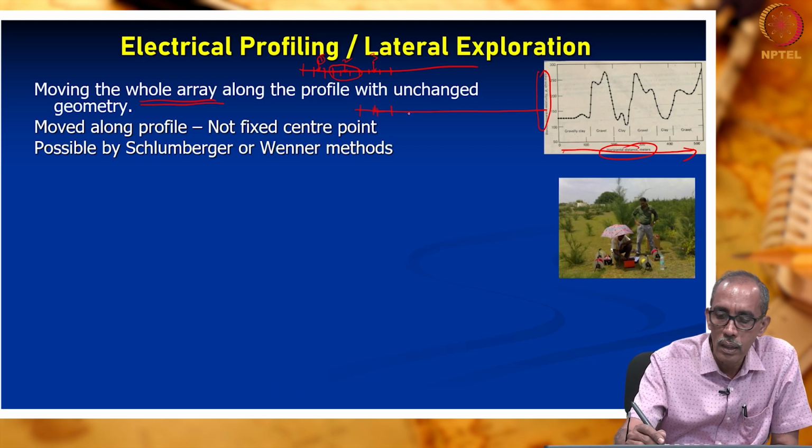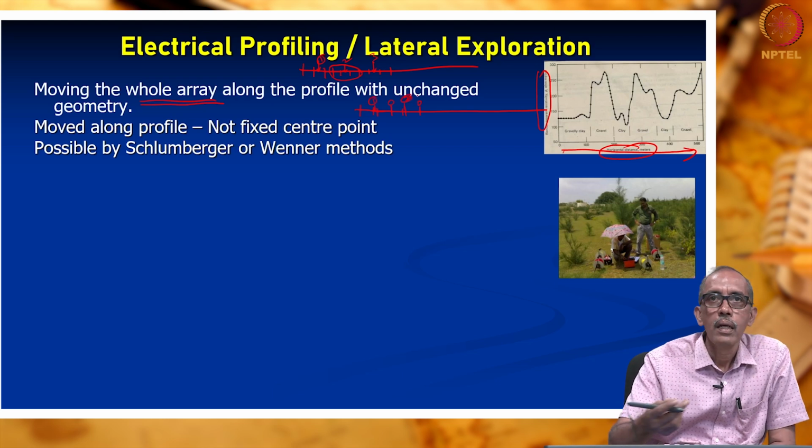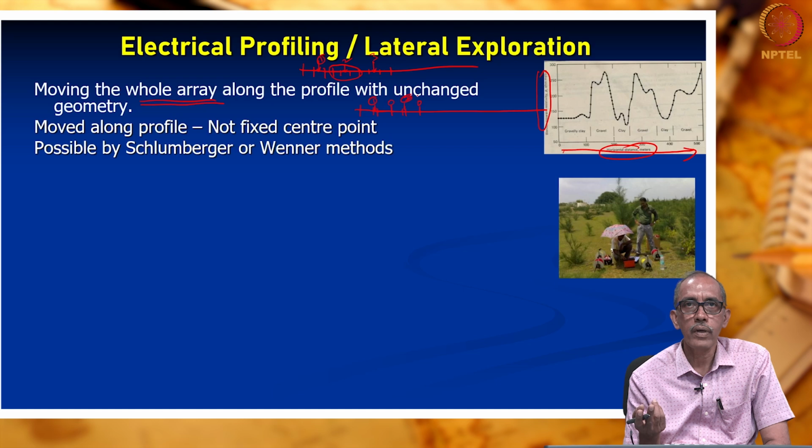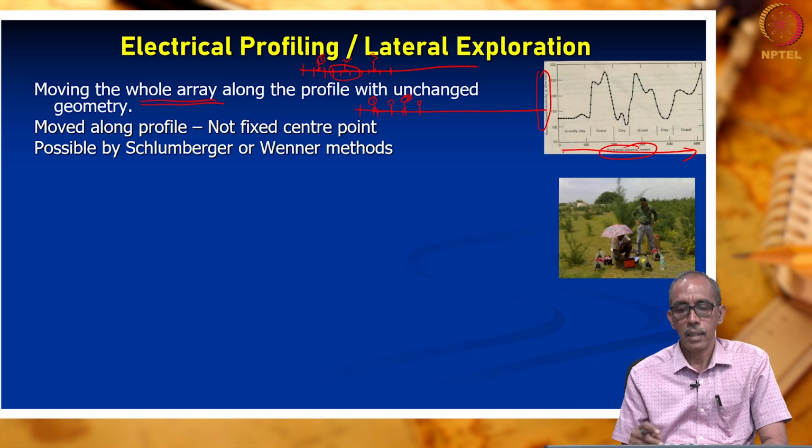Now, we are shifting to a newer location. These two are our potential electrodes, these two are our current electrodes. This is the center of the spread. So, this is station 1, station 2, right. So, what is the electrode configuration we are using? We are using Schlumberger, but carrying out electrical profiling.